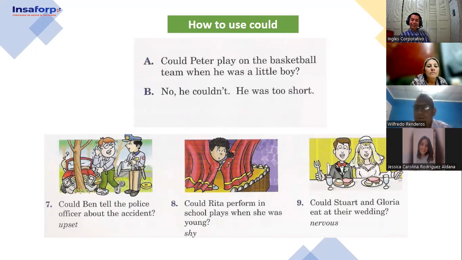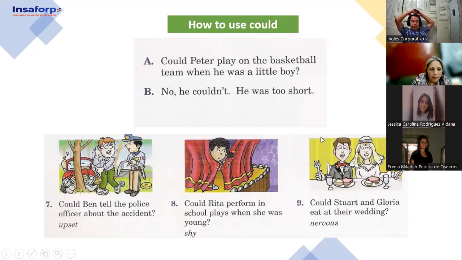Rita performed in school plays when she was young. No, she couldn't. She was too shy. Erenia, the last one. La última, Erenia. Could Stuart and Gloria eat at their wedding? No, they couldn't. They were too nervous.